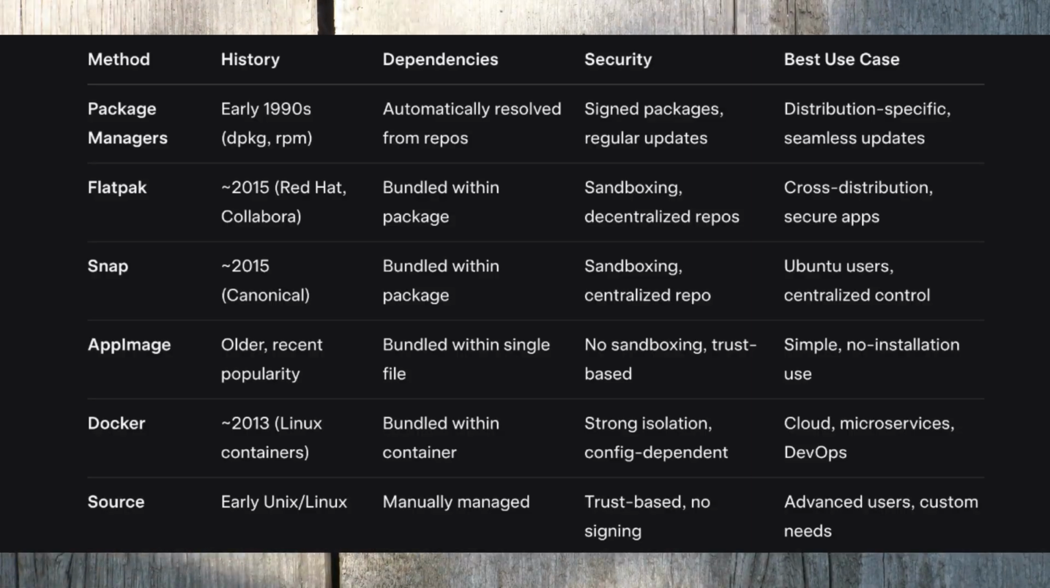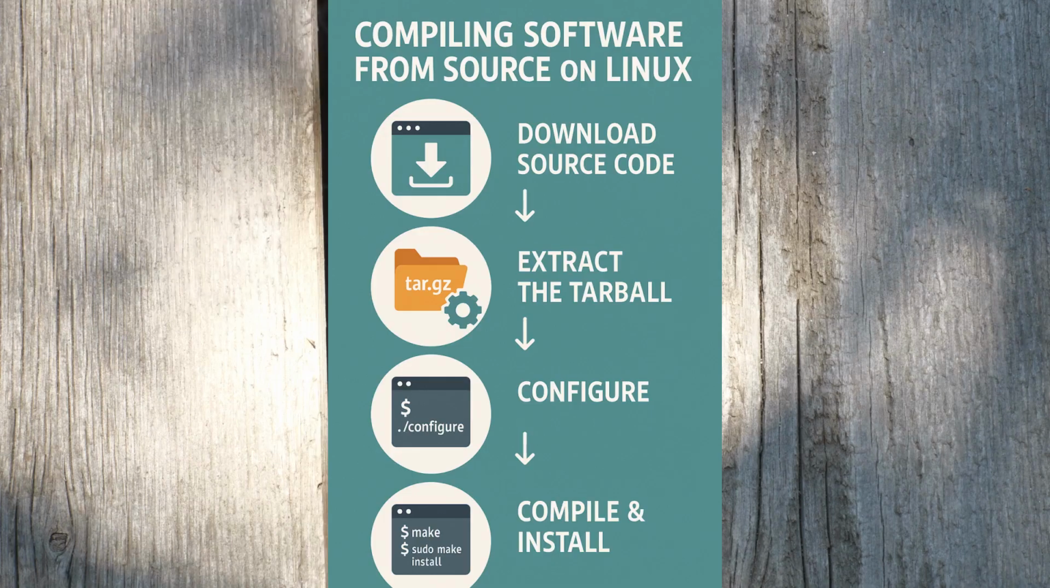Finally, there's the old-school approach of compiling from source code. This gives you complete control over how the software is built and what features are included, but you're on your own for managing dependencies. It's time-consuming and can be error-prone, but sometimes it's the only way to get exactly what you need.